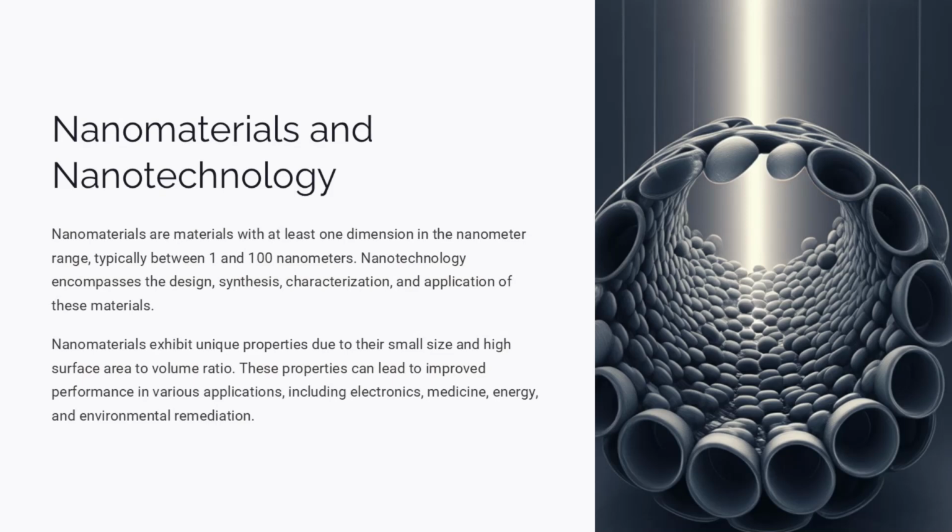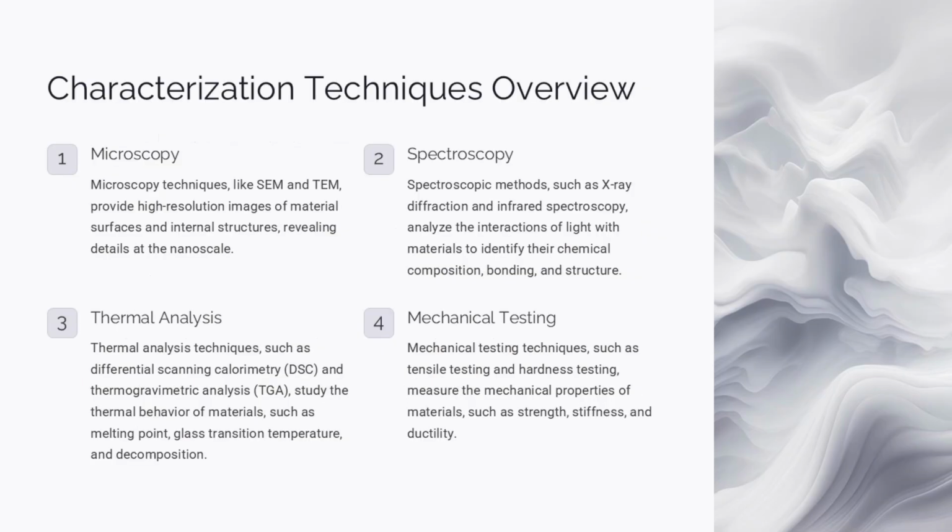The image on this slide shows a highly magnified, pristine, uniformly colored carbon nanotube, illuminated by an intense beam of light. This gives a visual representation of the scale and appearance of the nanomaterials we're discussing. Microscopy techniques like SEM and TEM provide high-resolution images of material surfaces and internal structures, revealing details at the nanoscale.